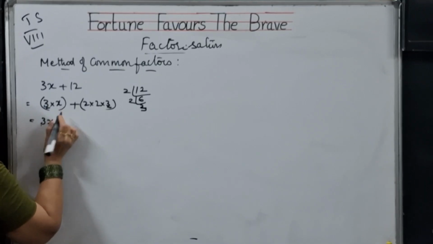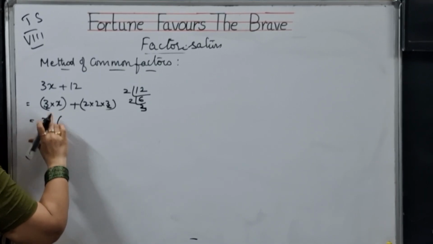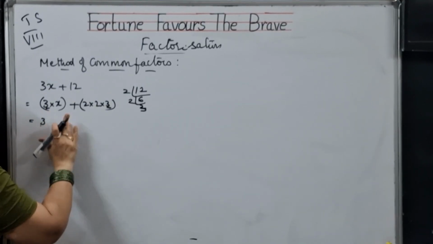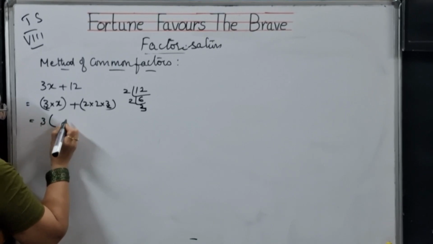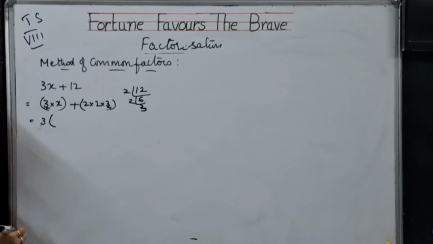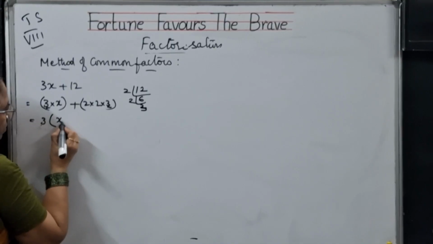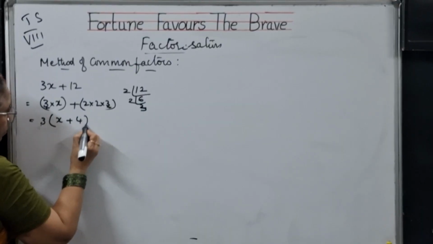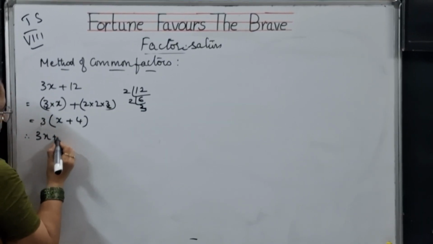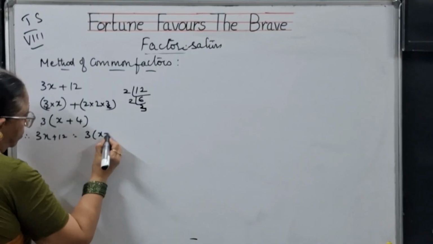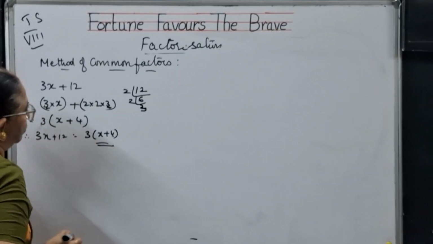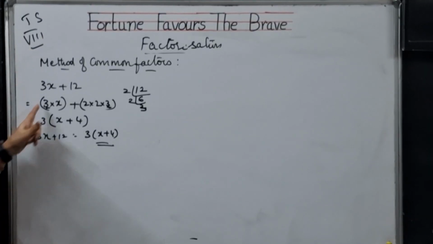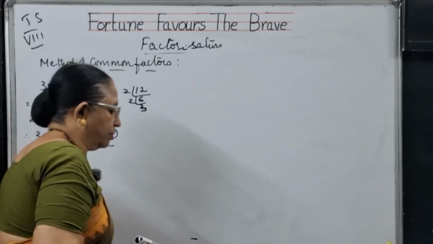So what is left behind? Common factor is only 3, children. 3 we have taken as common factor, no need to write into, just put a bracket. That itself is the meaning of into. What is left behind here? x plus, this already we have taken, 2 twos are 4. Therefore, 3x plus 12 can be written as 3 into x plus 4. So the method of common factor means we are taking out the common value and simplifying the given algebraic expression.